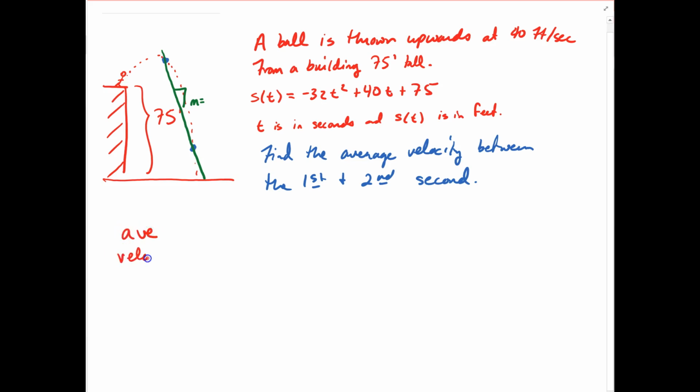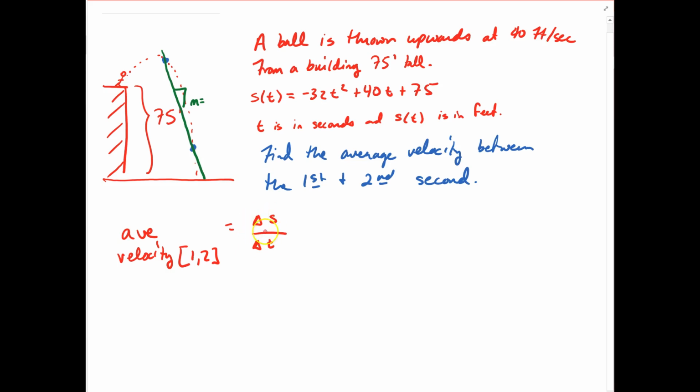So the average velocity between the first and second second we could think of as, well, average velocity is always a change in height, which we're going to denote by s. So this symbol right here is delta, which means change in. So a change in height over a change in time.